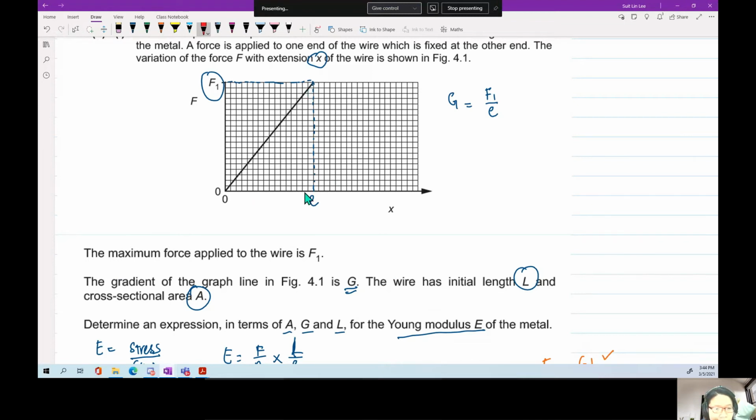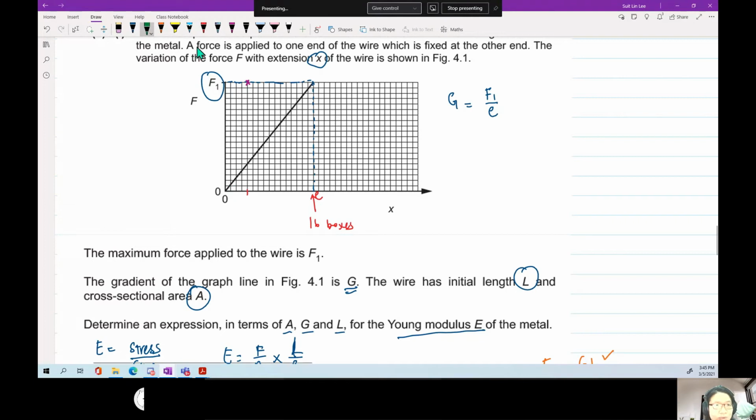How many boxes are these? 2, 4, 6, 8. Oh, this is 8, 16. So this is 16 boxes. This is E. So you want to divide by 4, there will be 4 boxes. 1, 2, 3, 4. So you're going to have to draw here. So when the force is F1, the extension is here. So same force, less extension.